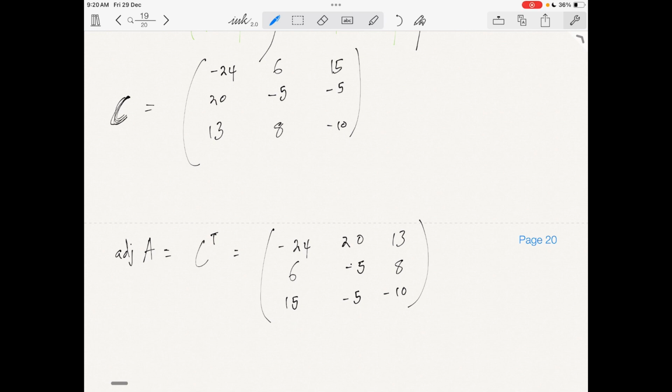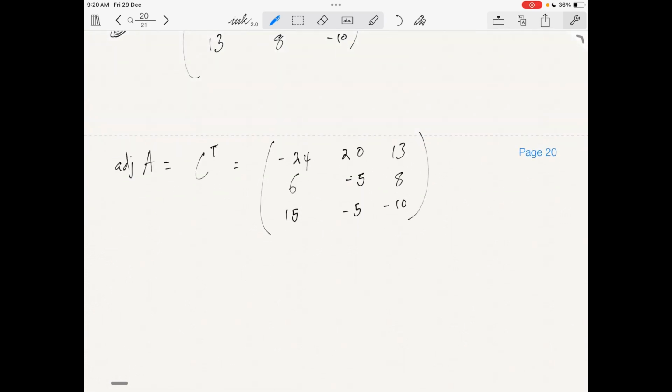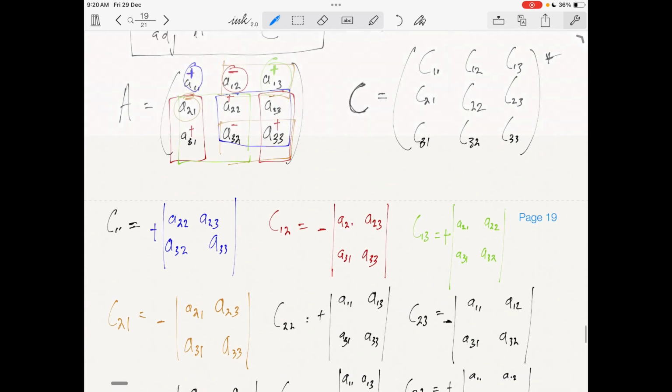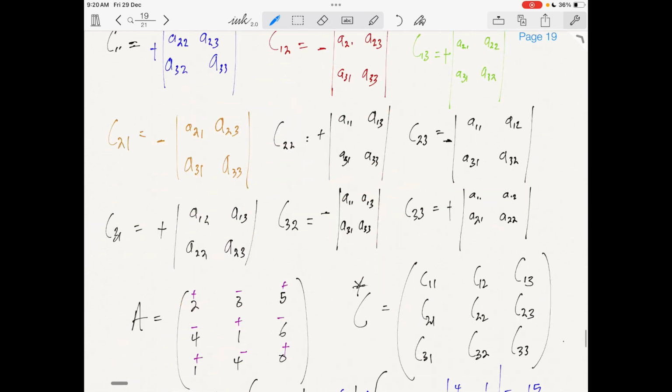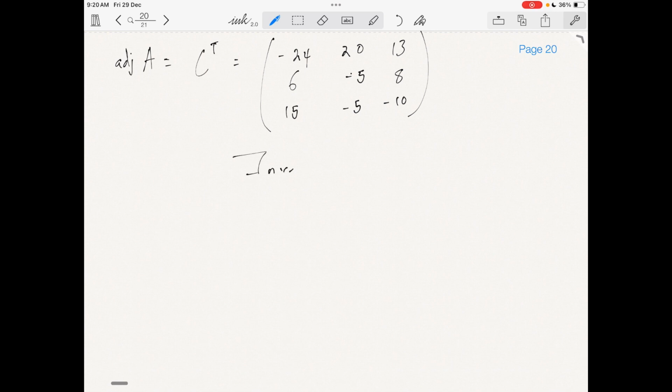So the process of evaluating the adjoint of a square matrix is very easy. The first thing to do is to evaluate the cofactor at each point, taking reference to the relative signs, starting with positive at the top left corner of the matrix. The next thing is that we can be asked to calculate the inverse of a matrix. The inverse of the matrix is given as A minus 1.